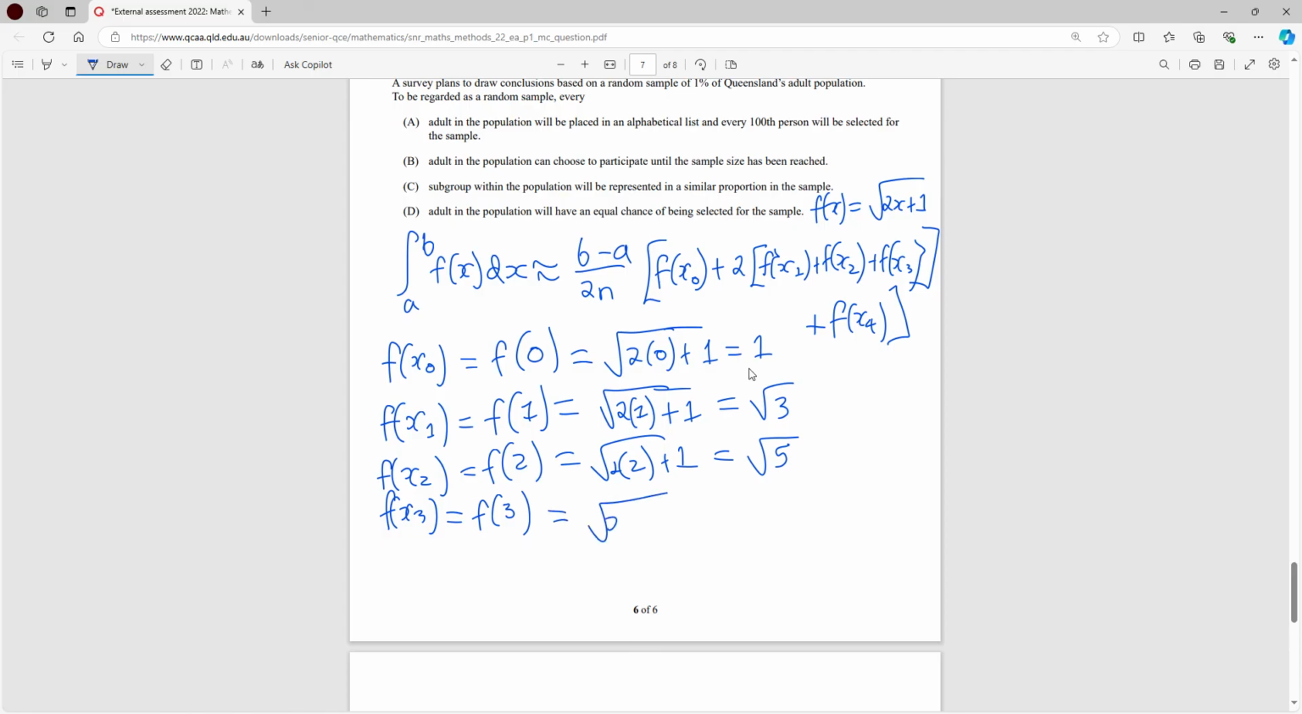Then you have square root of 2 times 3 plus 1, so that would give you square root of 7. And then finally, f of 4 equals square root of 2 times 4 plus 1, which would give you square root of 9, which is 3.